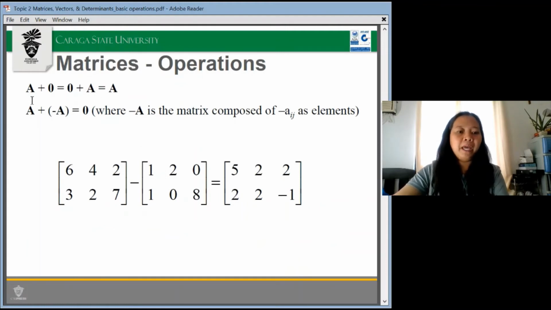So, next is adding a null matrix. Matrix A plus the 0 matrix, or null matrix, is equal to A, and 0 matrix plus A is equal to A. Also, if you add matrix A plus the negative of matrix A, it is equal to 0, where negative A is the matrix composed of negative Aij as elements.